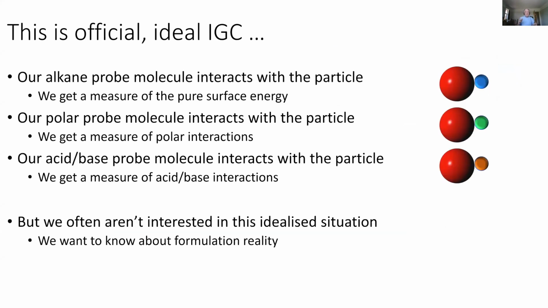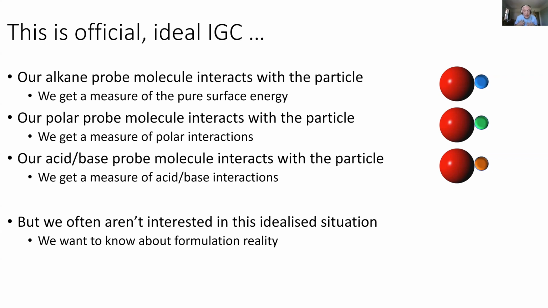But here's the problem. This on the screen is official ideal IGC. We have our lovely alkane probe molecules. Who's interested in alkanes? No one is interested in alkanes, but that's what we use. Very odd. And they interact with this nice particle, and we get a measure of the pure surface energy. Then we might have a polar probe or two, and they interact nicely with the particle, and we get polar interactions. And then we try acid-base, often weird molecules which aren't really acid or base, but never mind, and we get the interactions. The trouble is, we often aren't interested in these idealized situations.